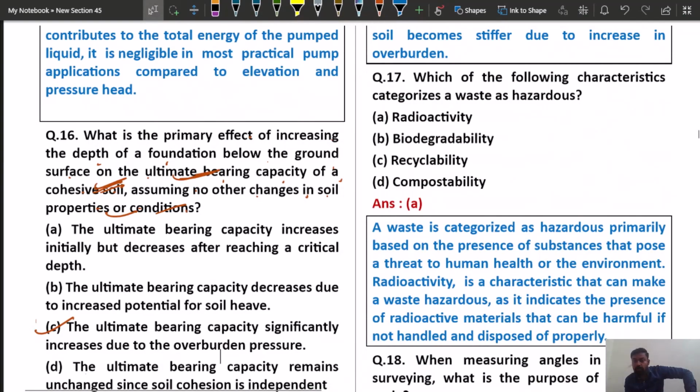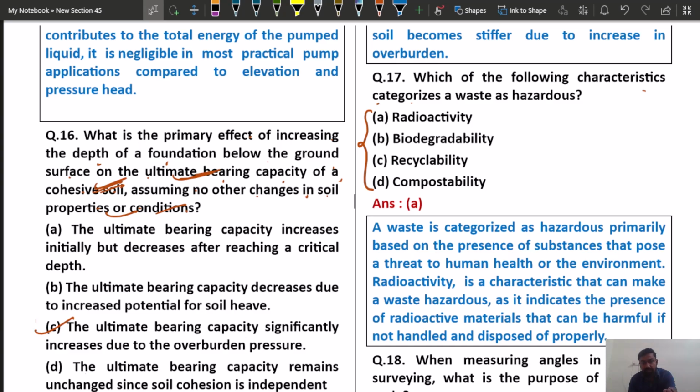Which of the following characteristics categorizes waste as hazardous? This question asks which of these options are the parameters on the basis of which we categorize waste as hazardous waste. Options are radioactivity, biodegradability, recyclability and compressibility. When we classify a waste as hazardous, one parameter is radioactivity, which is harmful for human health as well as the environment.